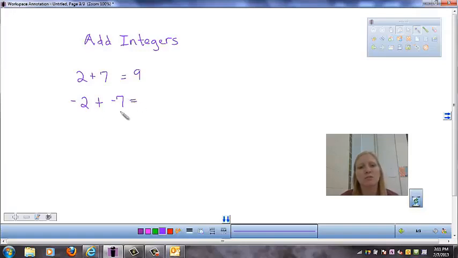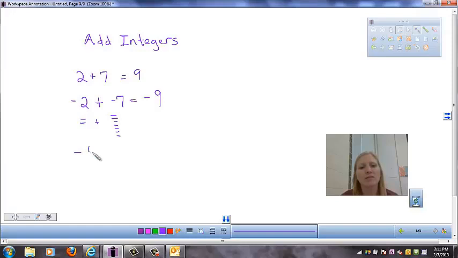So negative 2 plus negative 7 is like saying that you have two little negative signs, so for 2, and then I'm going to put 7 more over here. 3, 4, 5, 6, 7. And if I'm adding those together, how many do I have? I have negative 9. So negative 2 plus negative 7 is negative 9. It's just like 2 plus 7 equals positive 9, but because you're adding negatives, your answer is negative.